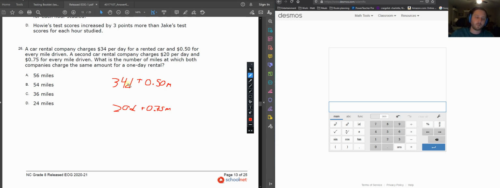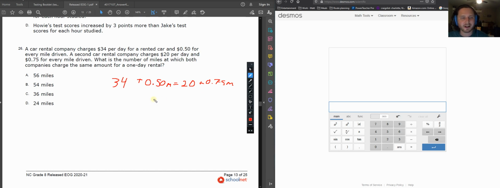Okay, so if it's a one-day rental, this kind of changes, because now it's just 34 times 1, so we don't really need the D there or there. So what is the number of miles at which both companies would charge the same for a one-day rental? So we're trying to see when these will equal the same thing. Well, then why not set them equal to each other? 20 plus 0.75 m. It's exactly what we need to do.